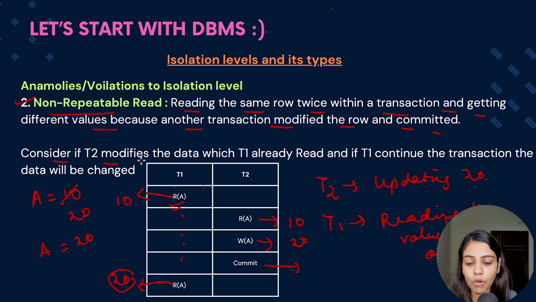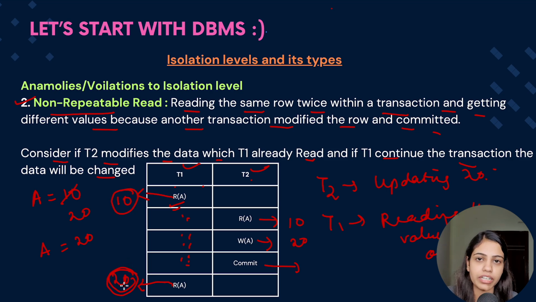So consider if T2 modifies the data which T1 is already reading, and if T1 continues the transaction, the data will be changed. So here the data was 10 and here the data was 20. T1 stopped in between for some unknown reasons, and if T1 again started, it will read some changed data. So here the value was 10, but here the value has been updated to 20 because another transaction wrote to the same data and committed. So whenever we have multiple reads in one transaction, and because of another transaction the multiple reads give different values, that is called a non-repeatable read.